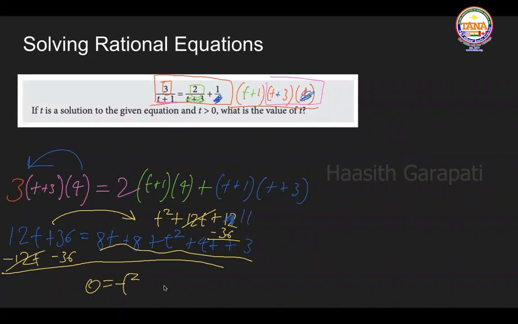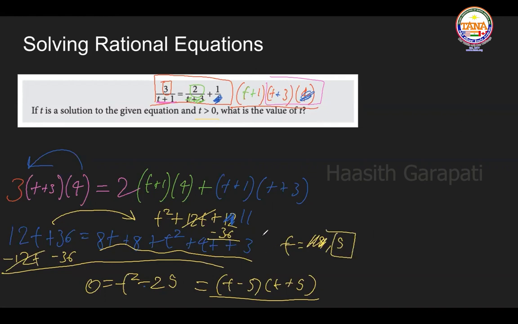But yeah, that should have been a 3, and then this is going to be 11 minus 25, and we're going to end up with a very nice number of 25. 0 is equal to t squared minus 25, which is going to be equal to t minus 5 times t plus 5. And then they're going to say, what is the value of t? They say t has to be greater than 0, right? So even though we say t is equal to -5 and 5, since -5 is less than 0, we exclude that, and 5 is the correct answer.